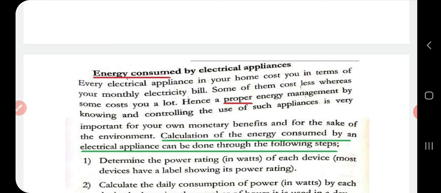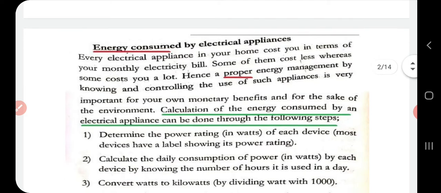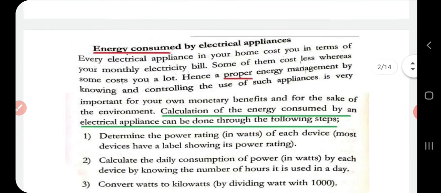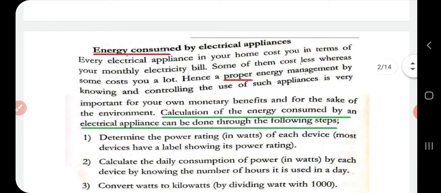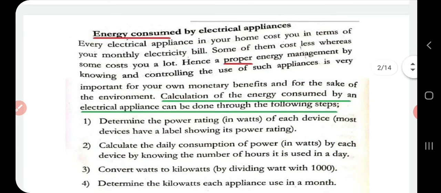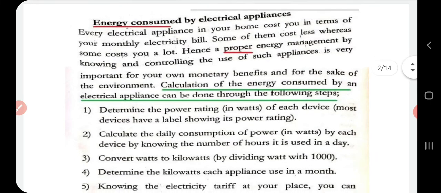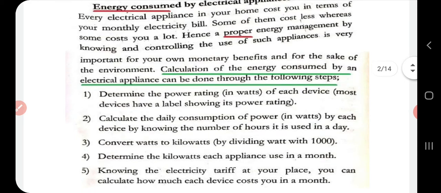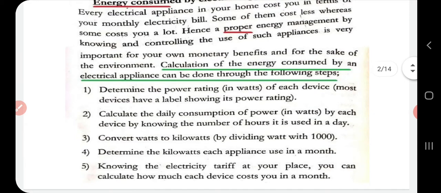So, you know that in your home you might have various electrical appliances, but their energy consumption will be different. That is, some equipment will consume more power, and so your electricity bill will become high, whereas other equipment uses less power, and so there will be a considerable decrease in your electricity bill. So depending on the consumption, your electricity bill will vary from month to month. Therefore, proper energy management by knowing and controlling the use of such appliances is very important for your monetary benefits and also for the sake of the environment.